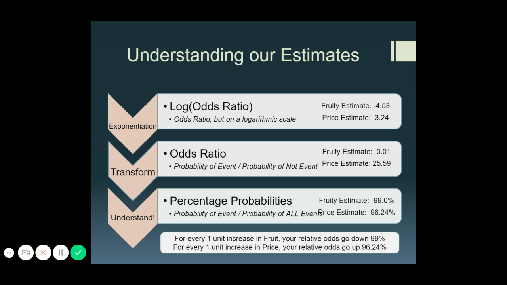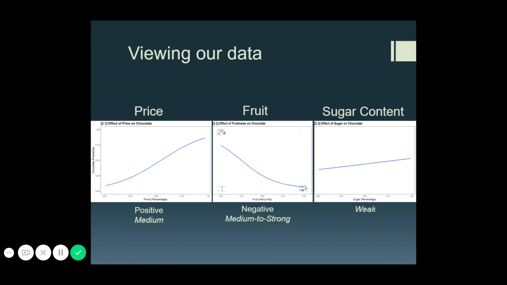For every 1 unit increase in the price, which in this case is a percentile, so every 1 unit increase in price percentile, your relative odds go up 96.2% compared to what it was previously. So as your price goes up, the probability of it being chocolate also goes up. We see that here as well. I included the sugar content in there, even though it is no relationship. We see that it's basically nothing, so we can just ignore it.